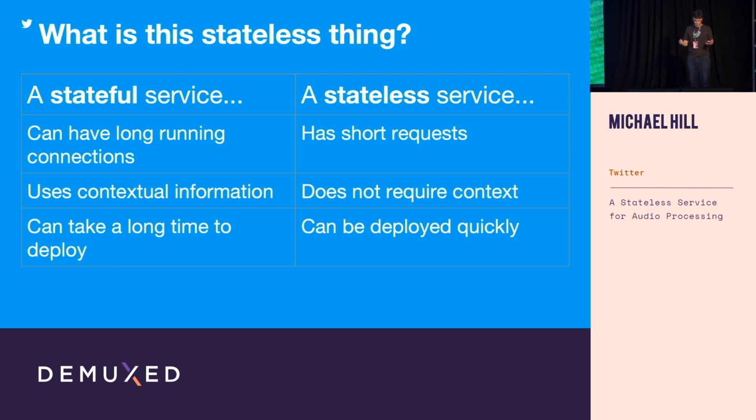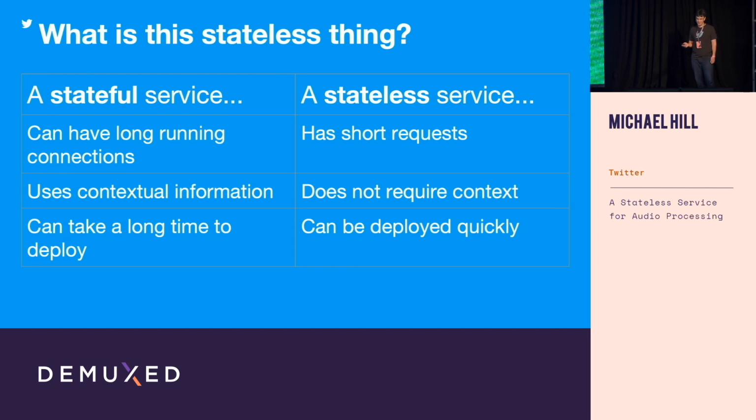A stateless service would not require context to do its job. So if I send you a request, I'm going to send you all the information that you need as the service to do what you need to do and send me back the response, and not really depend on the fact that I've called the same instance more than once. So I don't have to store any data on there. And a stateless service also can typically be deployed quickly because engineers like to deploy things fast.